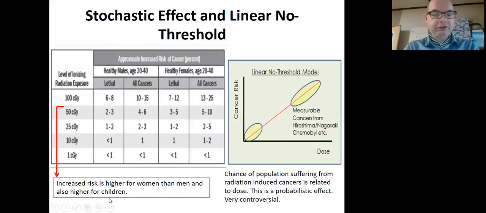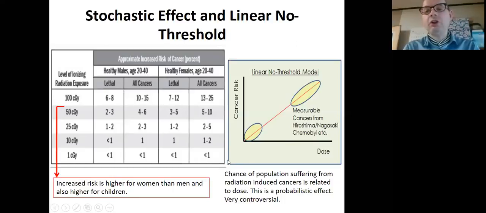And the increased cancer risk is higher for women than for men, and also higher for children. That's what I show here. You can see the percentages here. It's slightly higher for, this shows you this 100 centigray. So gray is a unit of dose. And you see that the percentage is slightly higher.